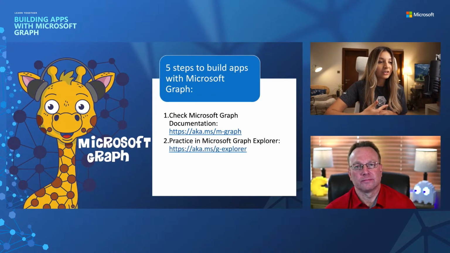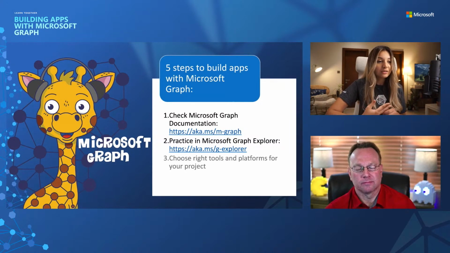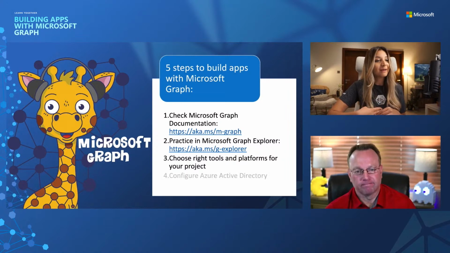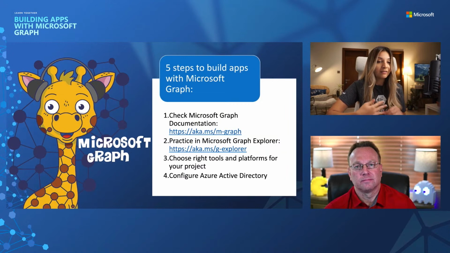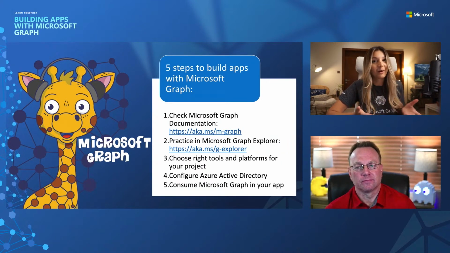Second of all, there's a great tool called Microsoft Graph Explorer. You can practice Microsoft Graph APIs there and learn more about how you can consume those APIs. The third step is just for you to choose the right tools and platforms. Microsoft Graph provides a huge selection of SDKs and platform support, so you just need to choose the right one for your own scenario. Fourth step is to configure Azure Active Directory. As we mentioned in the previous step, we need authentication and authorization, which Azure Active Directory provides us. And the last part is just to consume Graph in your own app.